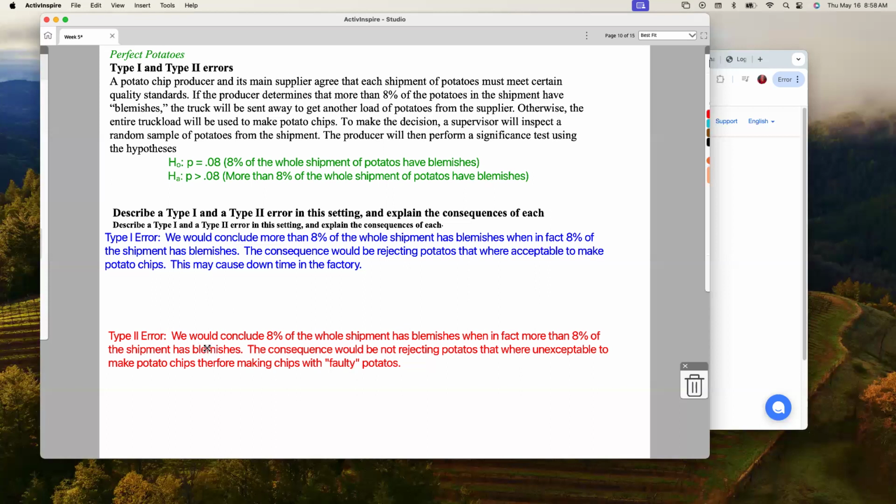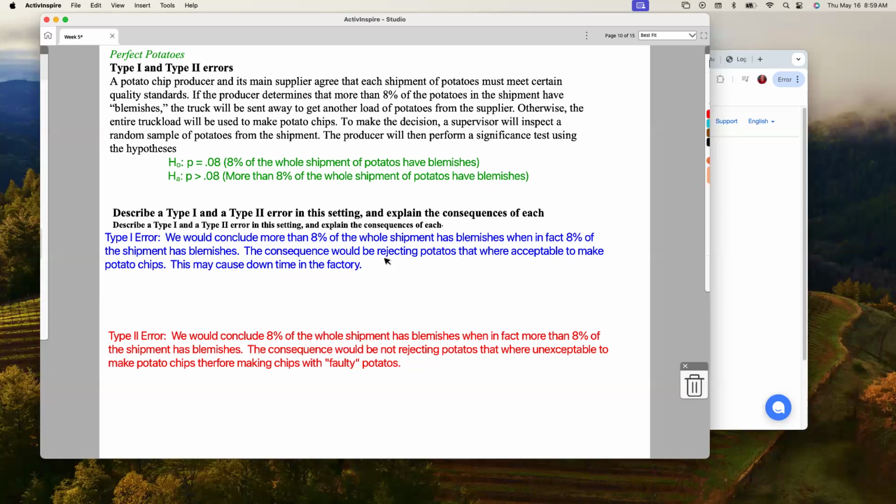On the flip side of that, let's say we make the other error. Let's say this is true, but we stick with this. Well, now what we're doing is essentially taking the potatoes. I mean, this is true, right? More than 8%, but we're saying no, we'll take them. Well, now we're making more faulty potato chips, or potato chips with faulty potatoes. And so you have to weigh these out.